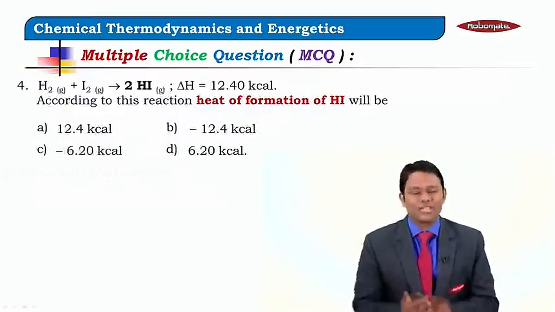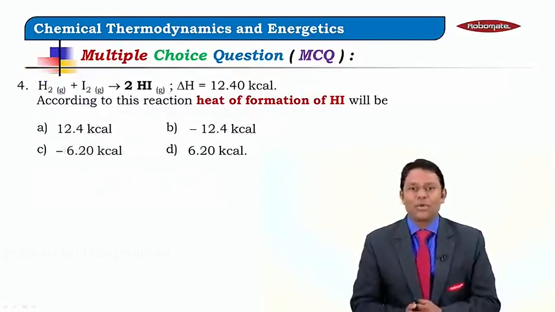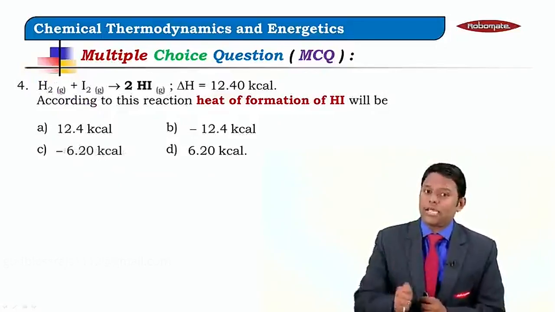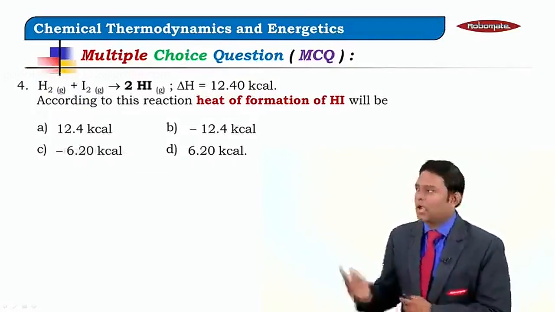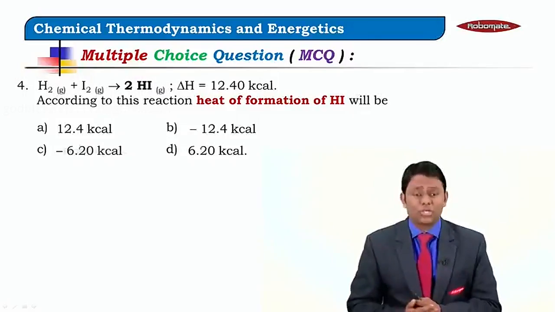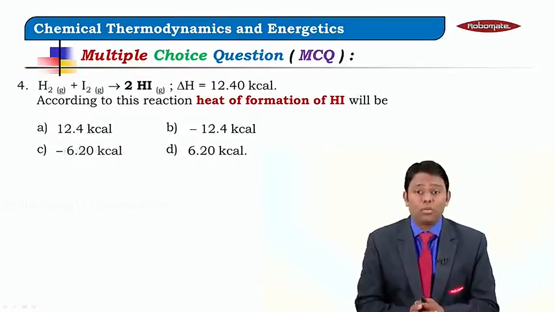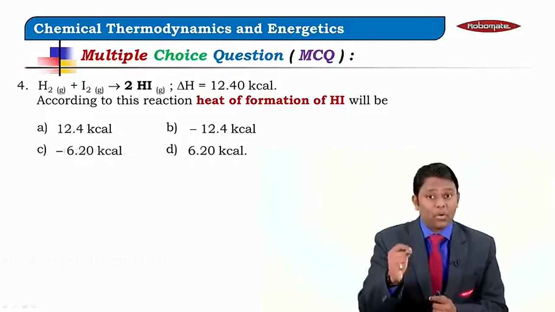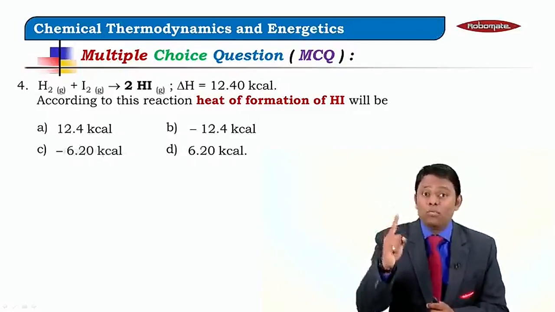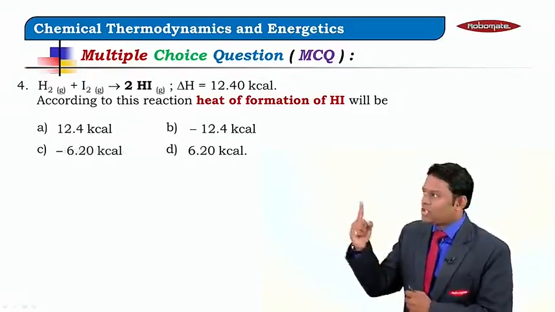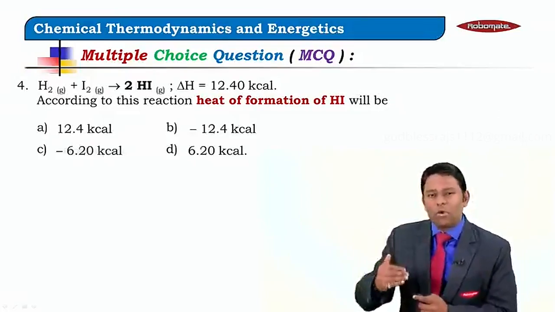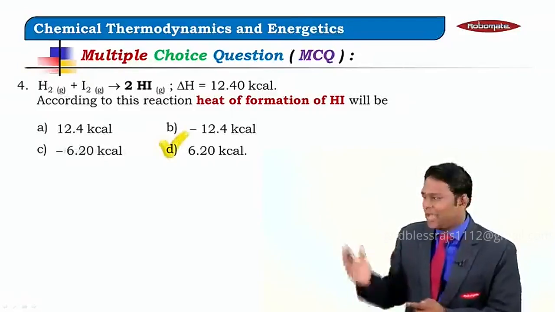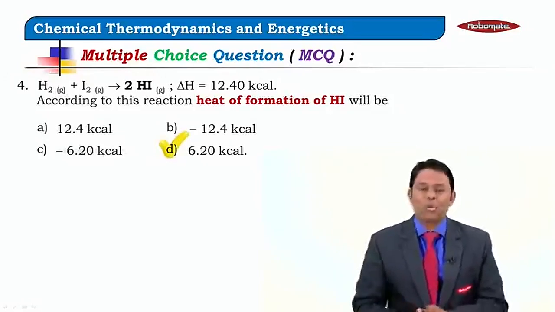And the last question says hydrogen plus iodine giving you 2 moles of HI and the delta H value is given as 12.4 kilocalories, and according to this reaction the heat of formation of HI will be, to be specific, I repeat the question, 1 mole of HI. If in the reaction 2 moles of HI is giving you answer as 12.4, then 1 mole will be exactly half, and the answer is D, that is 6.20 kilocalorie.